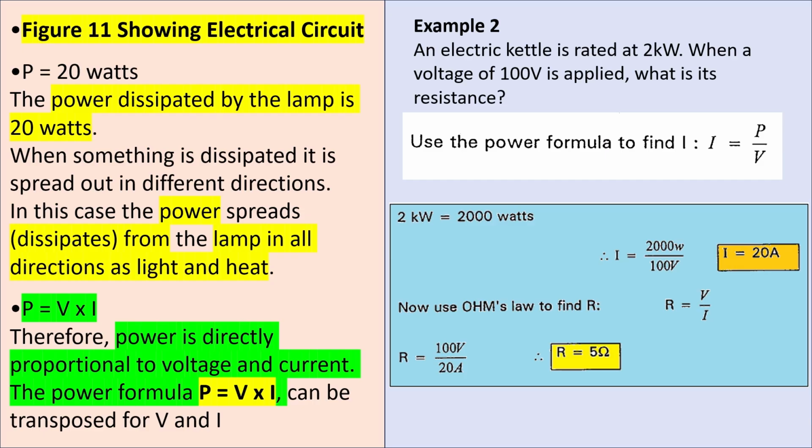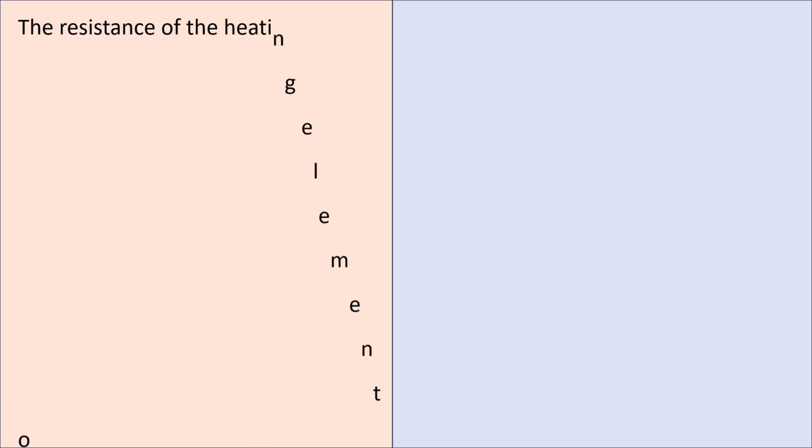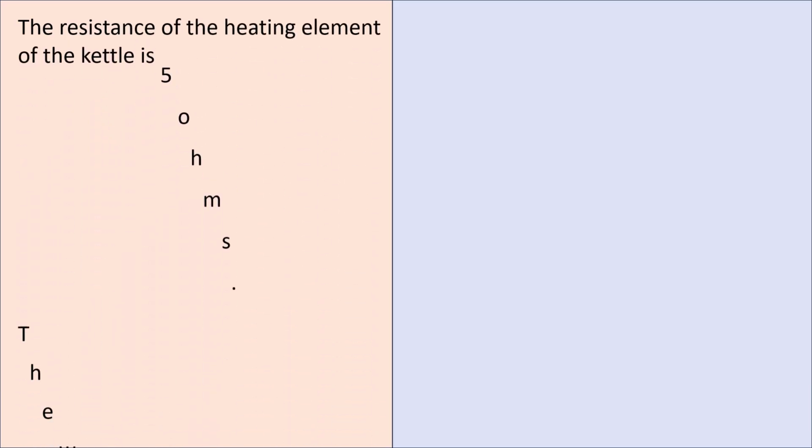Now use Ohm's law to find R. R is equal to V over I. R is equal to 100 volts over 20 amps. Therefore, R is equal to 5 ohms. The resistance of the heating element of the kettle is 5 ohms.